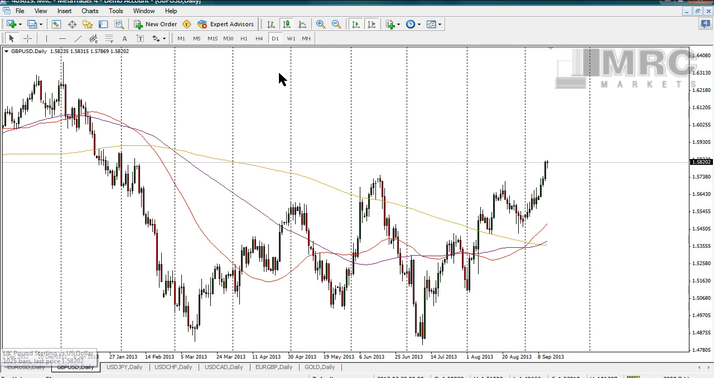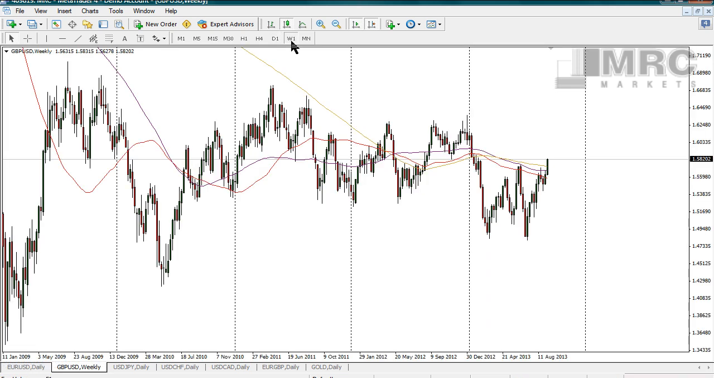Let's have a look at the cable. It's the pound dollar. In terms of this weekly chart, we won't look at it too much on the weekly, but I'm already seeing this weekly candle starting to fly up this week.